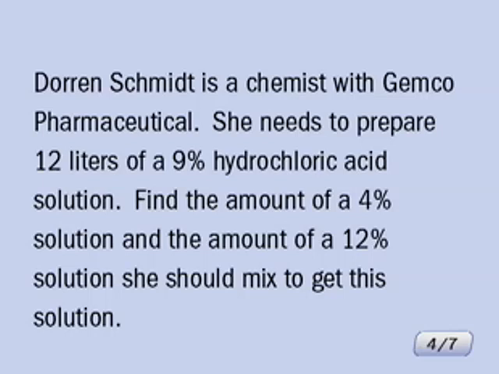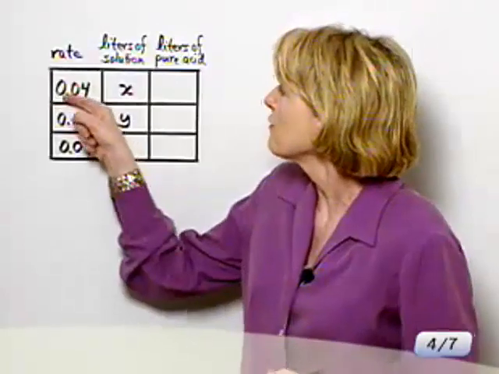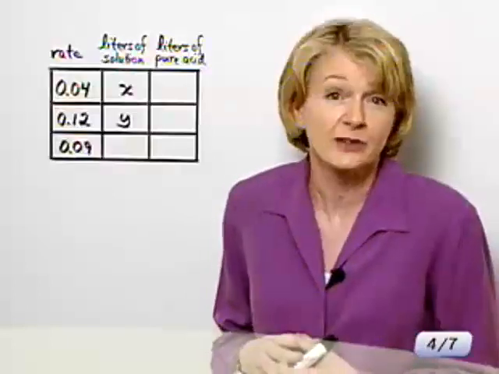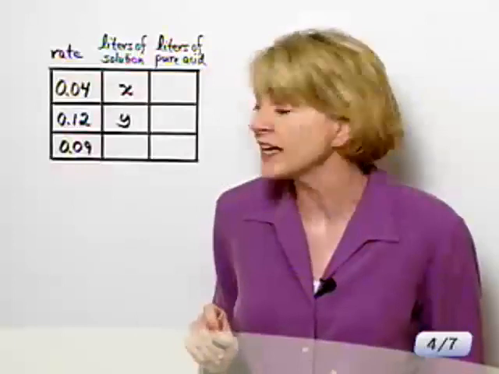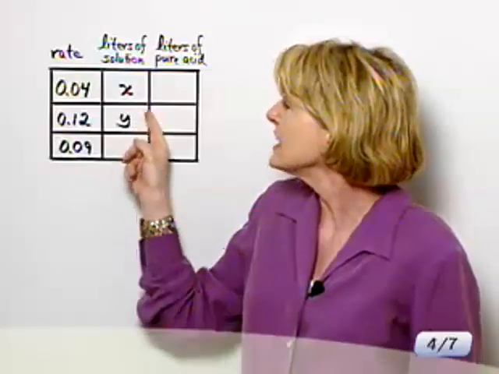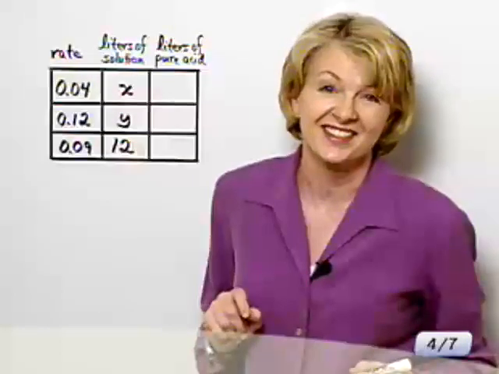Find the amount of a 4% solution and the amount of a 12% solution she should mix to get this solution. Now remember, we are mixing a 4% concentration rate of hydrochloric acid solution with a 12% rate to get a 9% rate. And we want to know how much of each of these in order to get 12 liters.